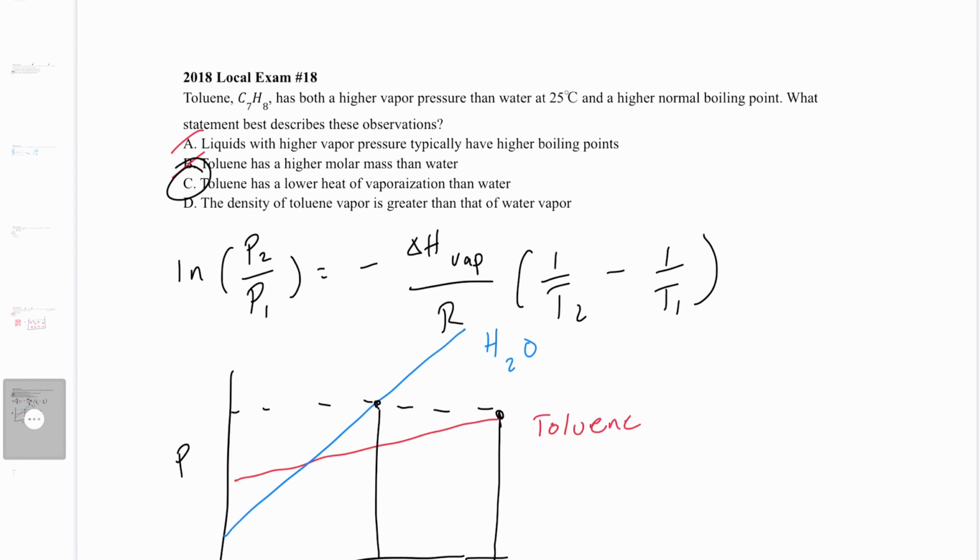The density of toluene vapor is greater than that of water vapor. That's not going to really mean much. That doesn't explain why you would have a higher vapor pressure or a higher normal boiling point. So our answer is C.